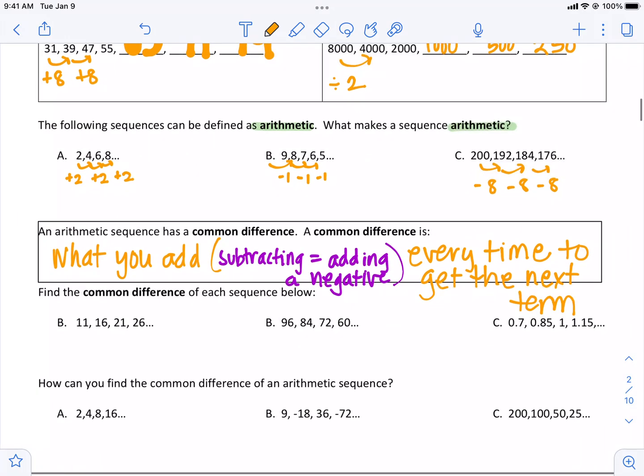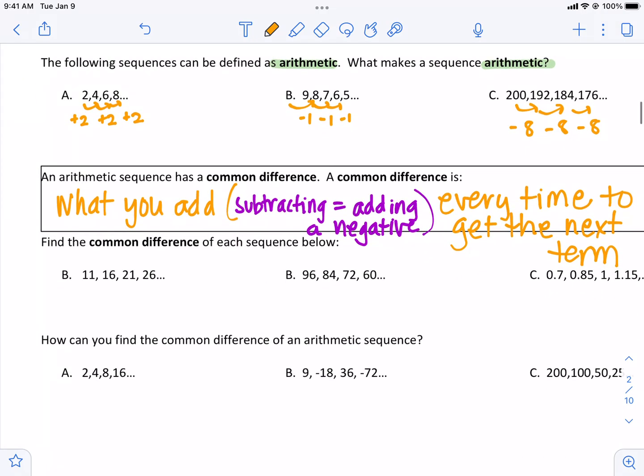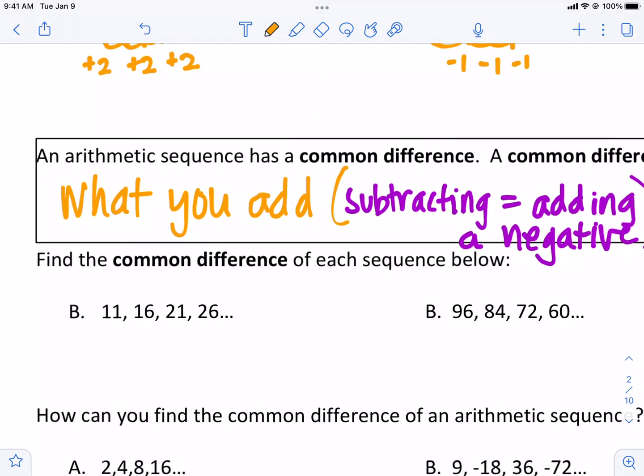All right, so if you're adding or subtracting the same number every time to get the next number in the list, that's considered an arithmetic sequence. And notice you can add a negative. And it has to be that same number every time. So can you find the common difference? What's the number we're adding or subtracting to find the next number in the list below? If we take a look at B, we're adding 5 each time.